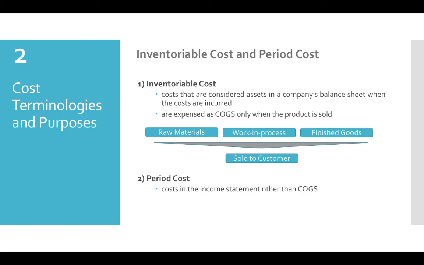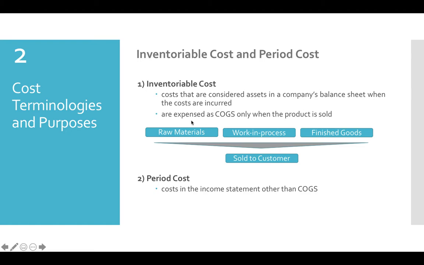And the next one is inventoriable cost and period cost. So what is inventoriable cost? Inventoriable costs are costs that are considered assets in a company's balance sheet when the costs are incurred. And these costs are then expensed as cost of goods sold, or COGS, only when the product is sold.